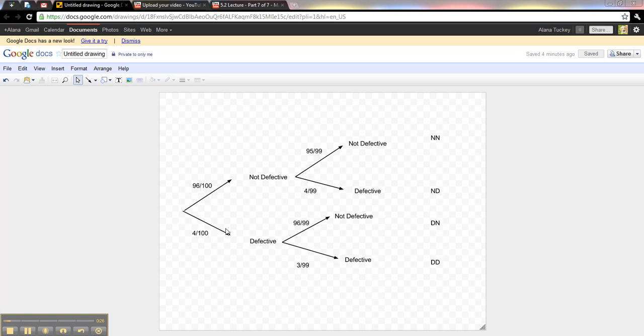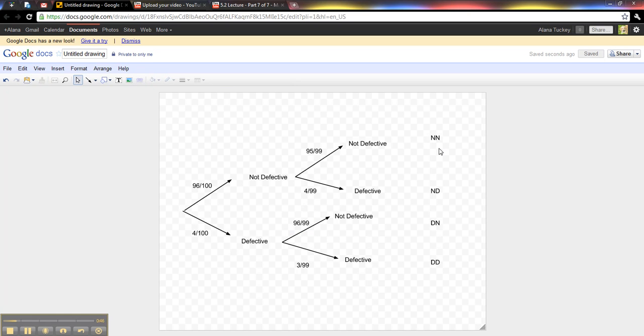Okay. But what if you picked a defective one first? There's a 4 out of 100 chance of picking defective first. And that brings this one. But then there's only 3 defectives left. So it would be 3 out of 99 for another defective one, or 96 out of 99 for a non-defective, because you picked a defective one first. There are 96 good ones left in the batch.